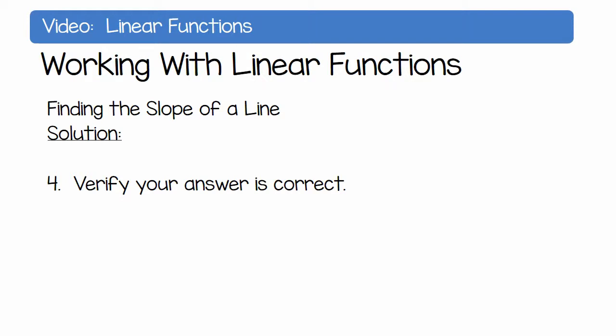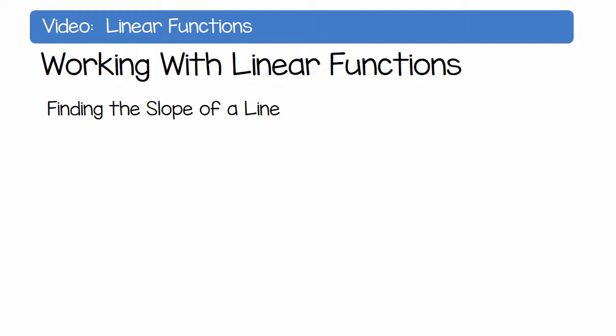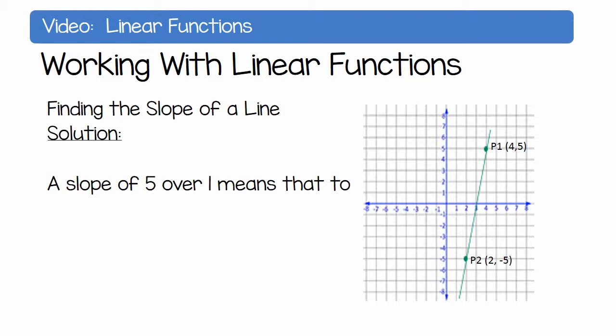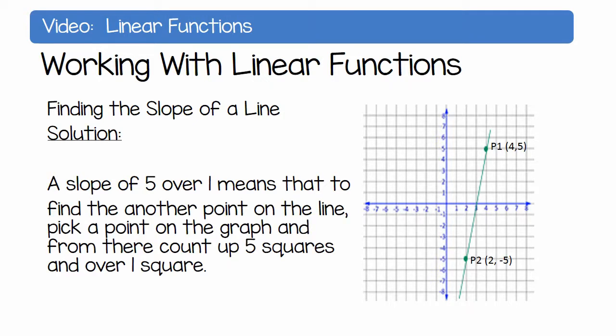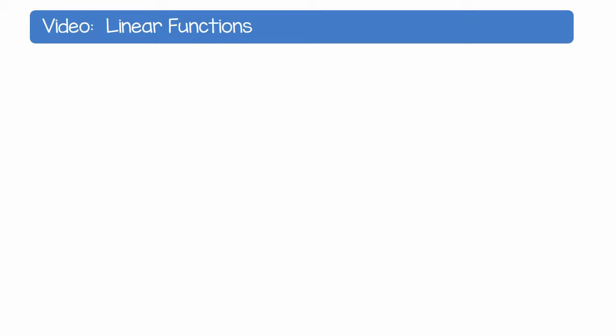Verify your answer is correct. The slope is 5 over 1. A slope of 5 over 1 means that to find another point on the line, pick a point on the graph, and from there, count up 5 squares and over to the right 1 square. You will arrive at a second point on the graph.